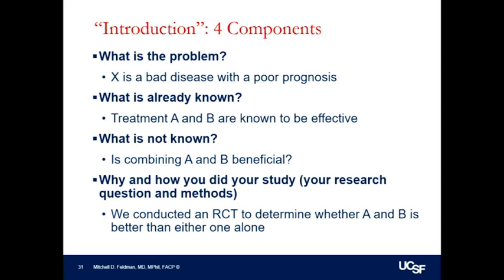So X is a bad disease with a poor prognosis. Okay, that's the problem. What's already known? Treatment A and B are known to be effective. What is not known is whether combining A and B is beneficial. And then finally, we conducted a randomized clinical trial to determine whether A and B is better than either one alone. This is a simple example, but it always helps me still when I'm thinking about what my first couple of sentences in the introduction should be. What's the problem?